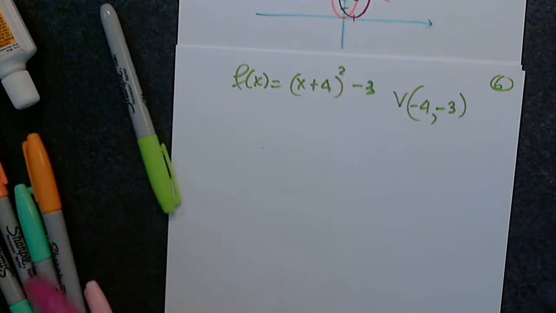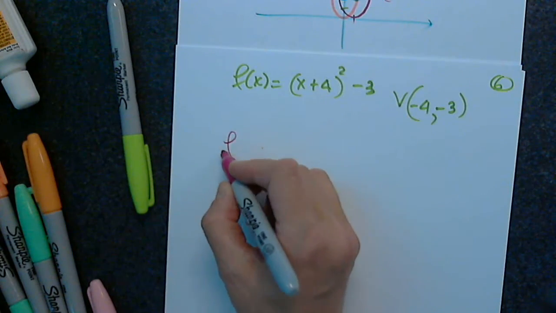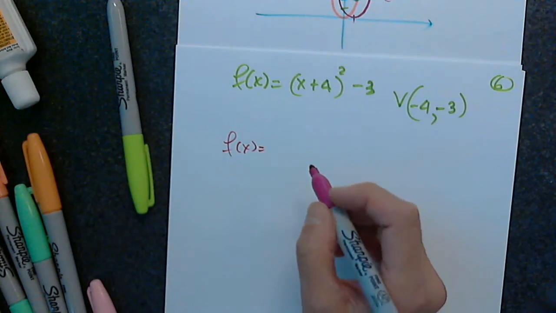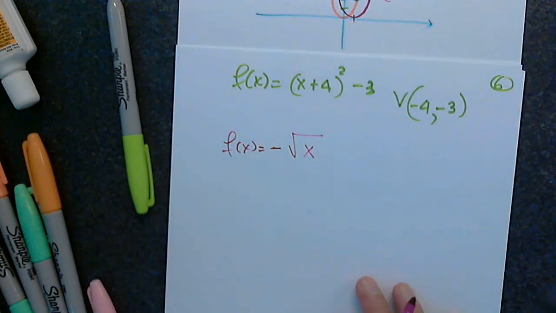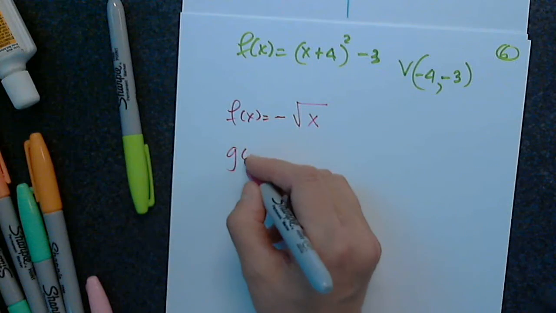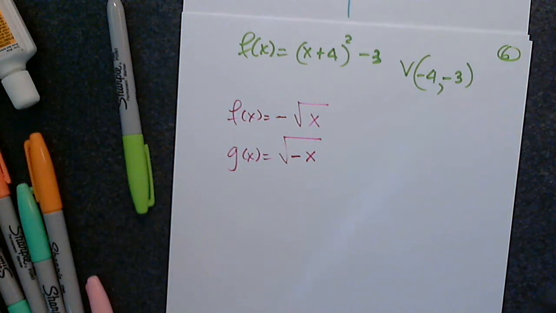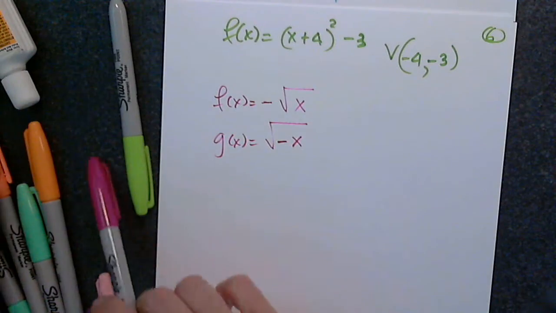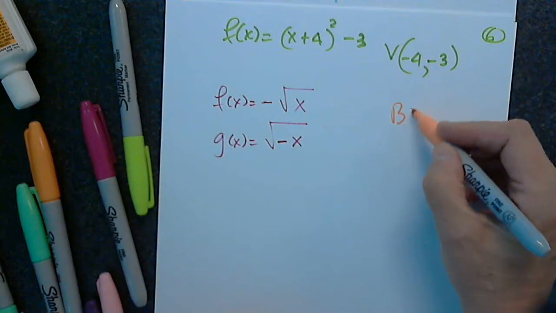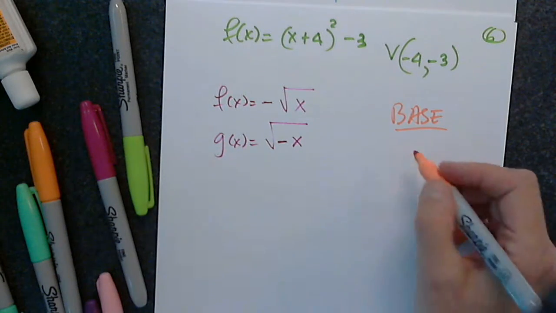Okay, so let's move on to the next set of transformations. Let's say I have now f of x equals negative the square root of x, and g of x is the square root of negative x. We'll figure out what this means, but please give me the base function. From the list of 7 functions, I used one. Exactly. Very good. The square root of x.